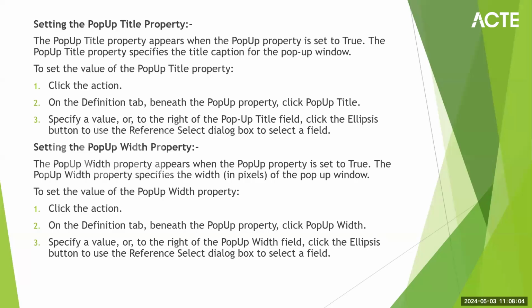How do you set that with a value? Click on the action. On the definition tab, beneath the pop-up property, click on the pop-up width and specify a value directly, or to the right you can see the ellipsis button. When you click on the ellipsis button, a pop-up opens where you can map the field if it is already created.